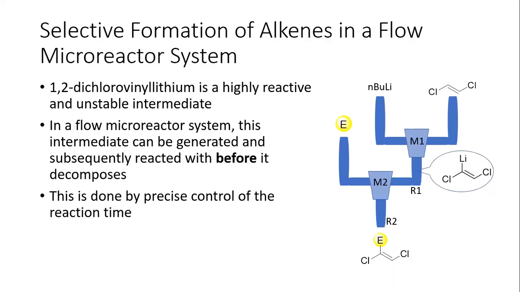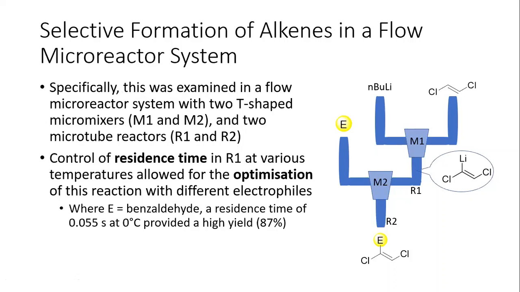And so we know that the 1,2-dichlorophenyl lithium intermediate is a highly reactive and unstable intermediate, which is hard to control in batch chemistry. However, in a flow microreactor system, we can ensure generation and subsequent reaction of this intermediate before it undergoes beta elimination, simply by precisely controlling the residence time. If we look at how this specific flow microreactor system is set up on the right here, we can see two T-shaped micromixers, M1 and M2, as well as microtube reactors R1 and R2.